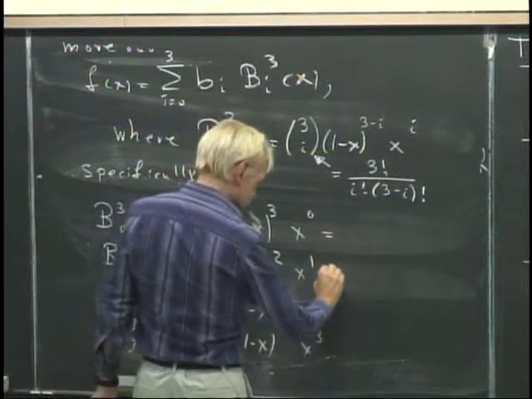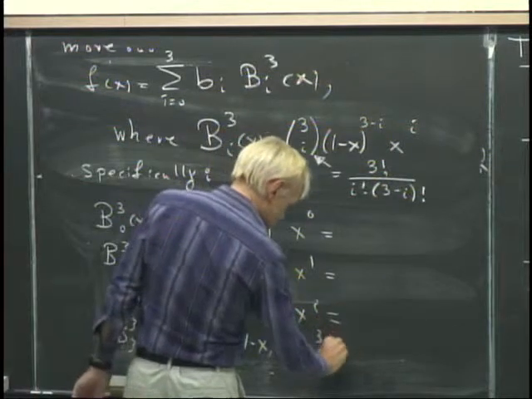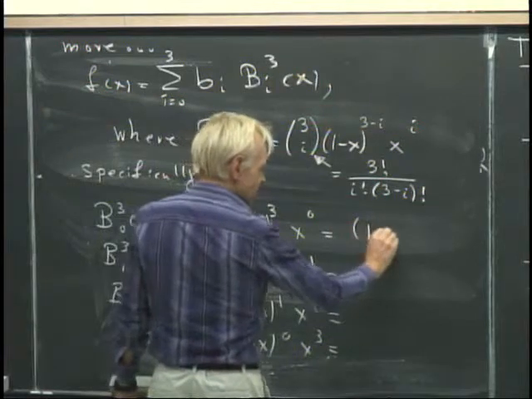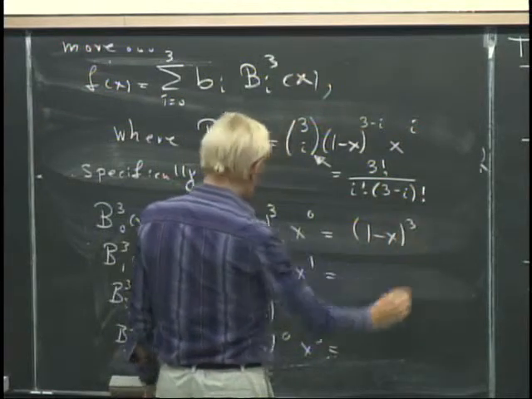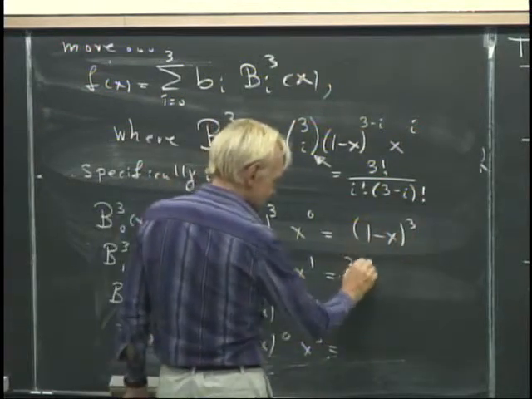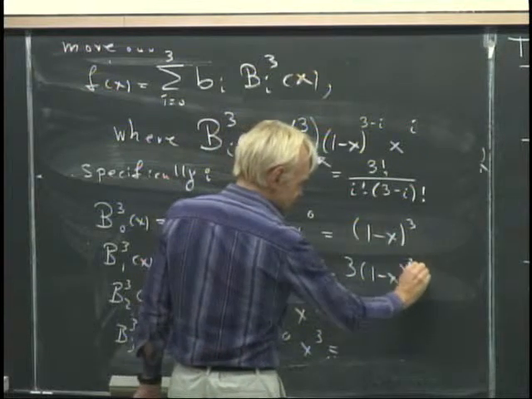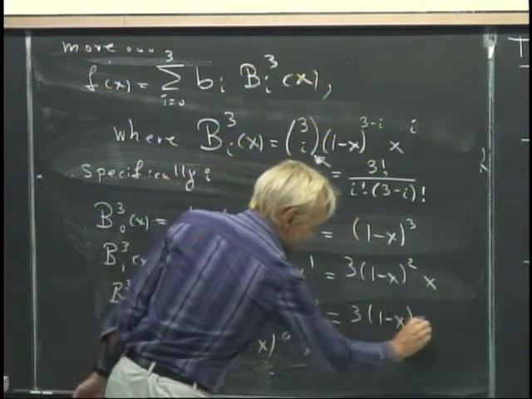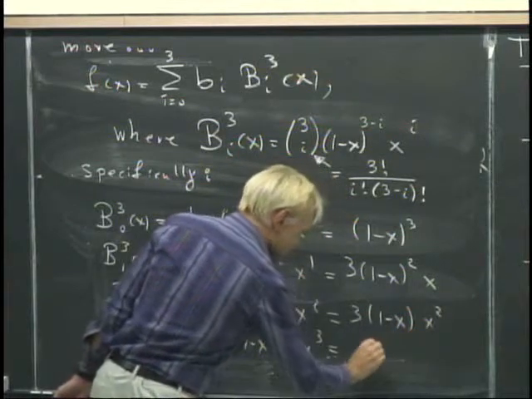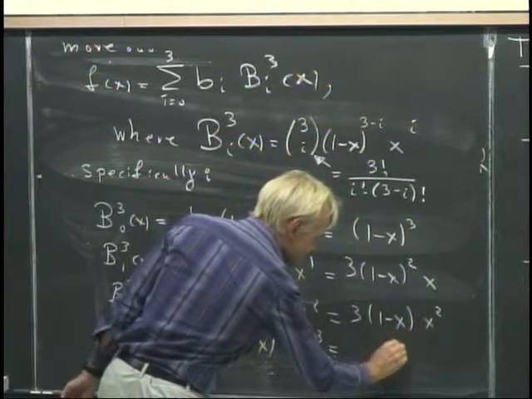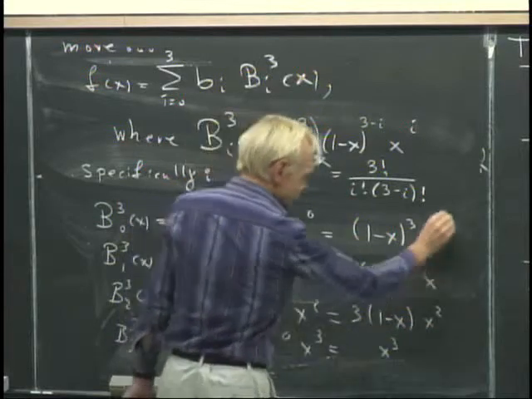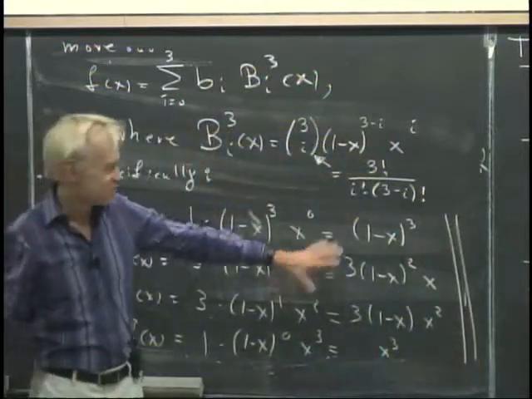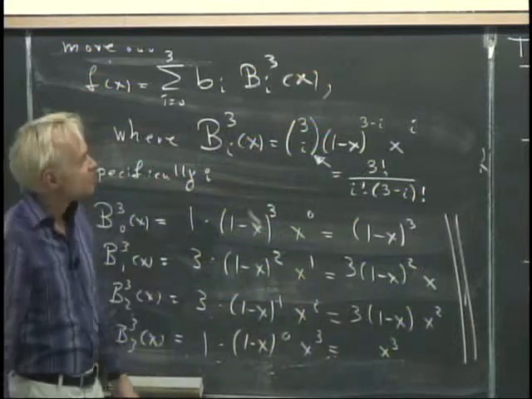And now I can collect terms and simplify that. Then I just see this as just 1 minus x cubed. This guy is 3 times 1 minus x squared times x. This guy is 3 times 1 minus x times x squared. And the last guy is just 1 times x cubed. So these are the guys that you will need for all your assignments, okay? I just give them to you because they are so important, so that's why I spelled them out for you, okay?